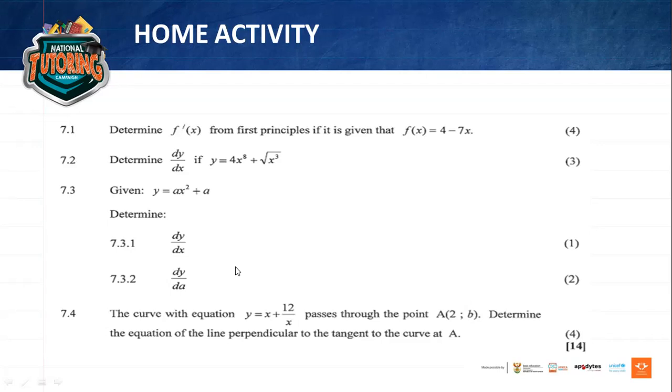So this is everything that we spoke about regarding differential calculus.